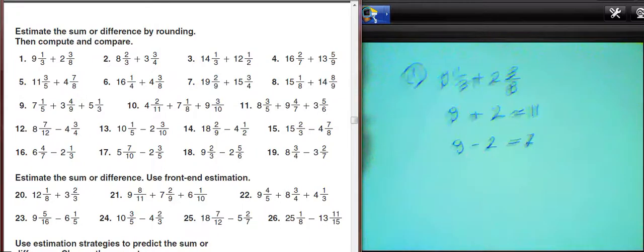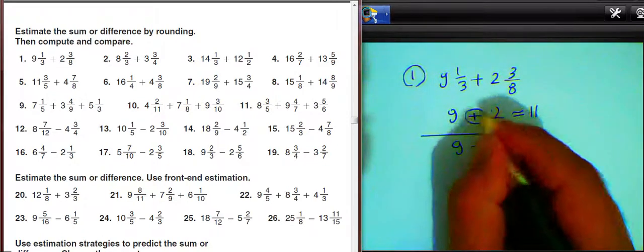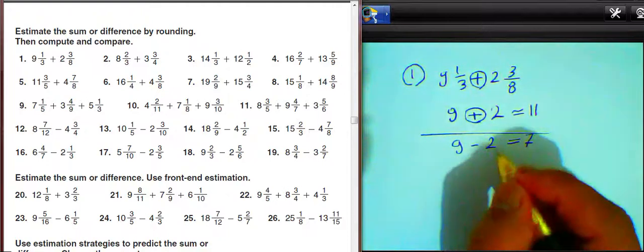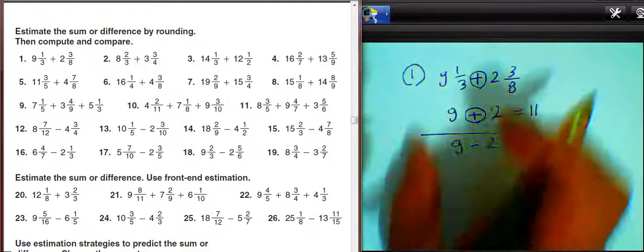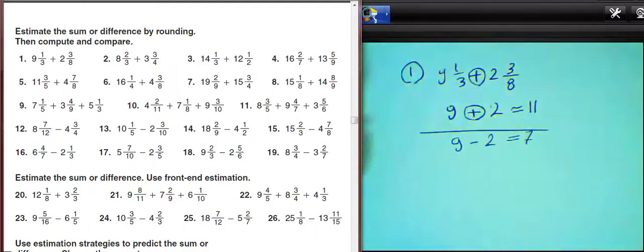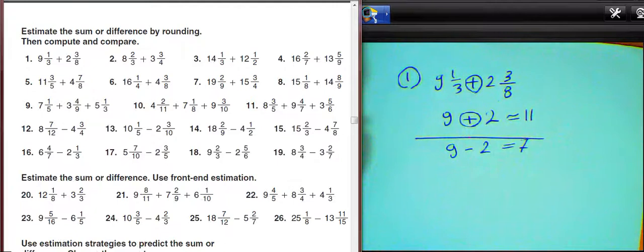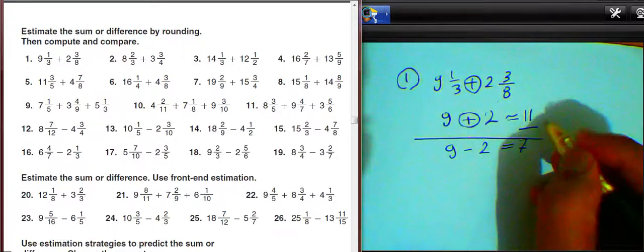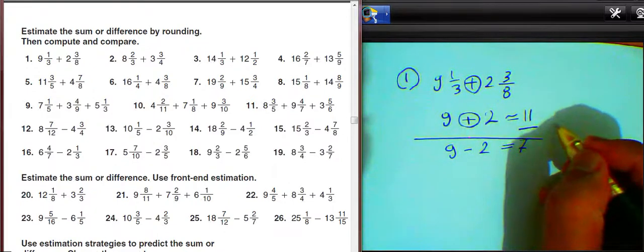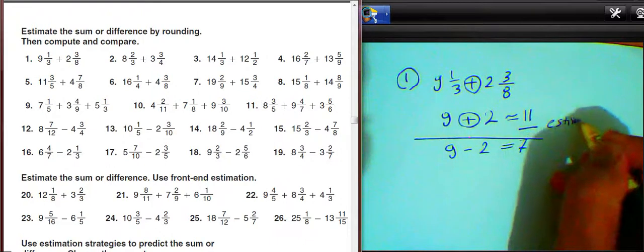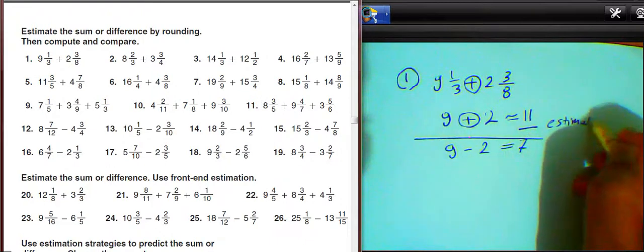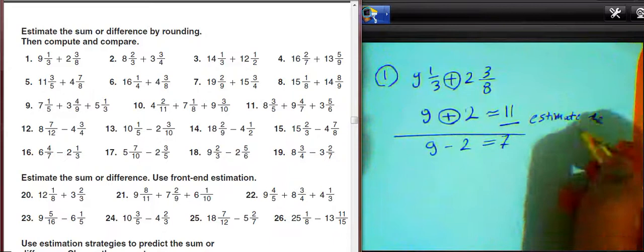You might want to find the sum or difference for this example, but in this example, it asked about the sum only. So if you want to find the difference, you must write this method again. Okay, that was question number 1. So 11 is the estimate of the sum.